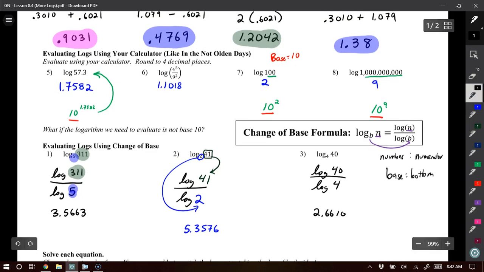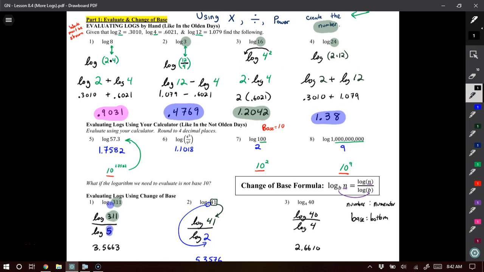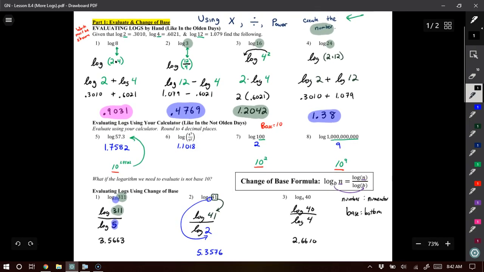Now, before we go into the next part, we are solving exponential equations with these. These are just the first part. It's evaluating and using change of base on it. And so we're getting a little bit more in depth in how logarithms are used to find powers. The next part deals with solving exponential equations. We'll stop this video here and start the next video at that part.